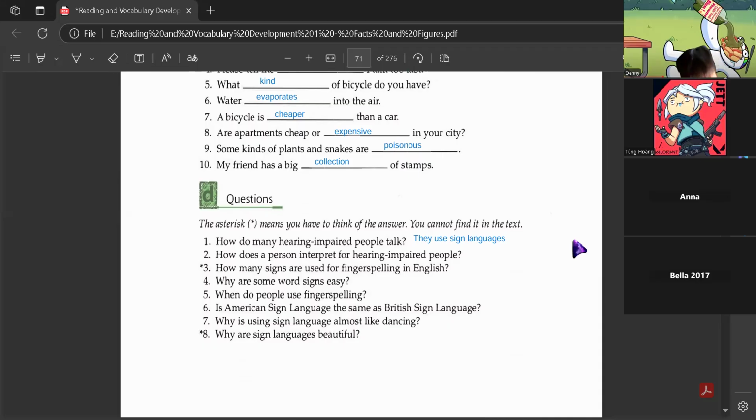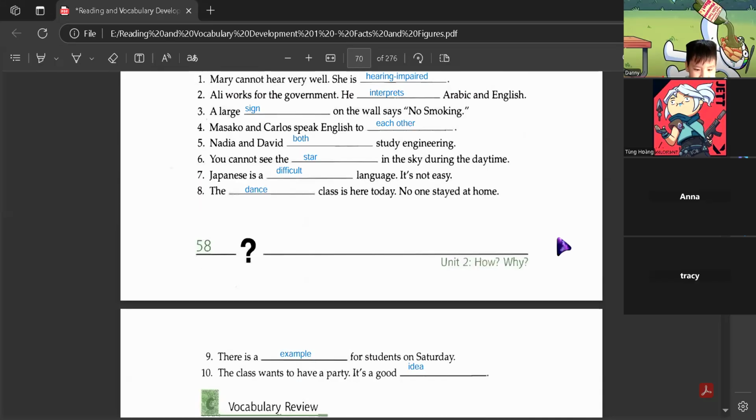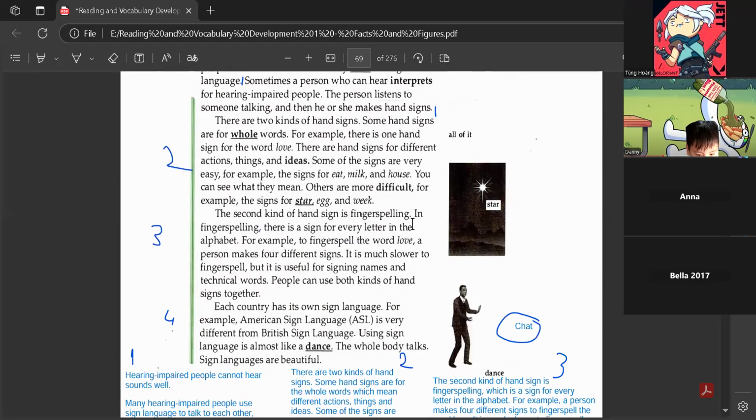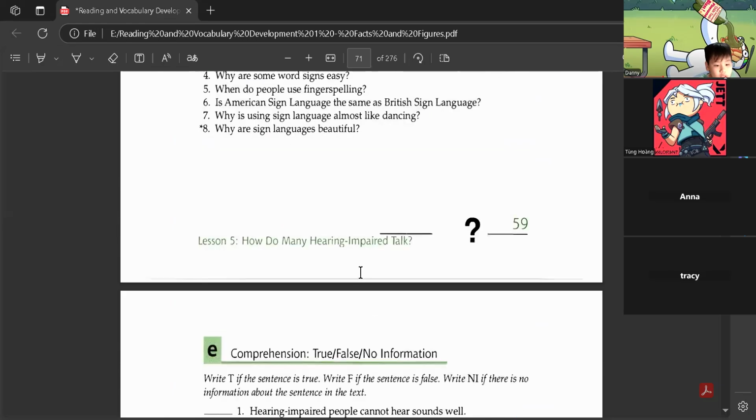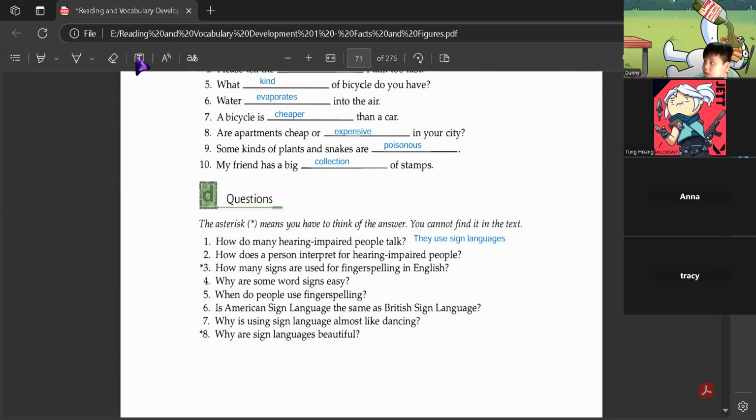What, Danny? What do you want to say? Nothing. I just want to... Oh, you want to raise your hand for the next one? For the first question. Yes. Okay, I got it. Let me just finish this one first. Okay, Danny. The person listens to someone talking, then he or she makes hand signs.